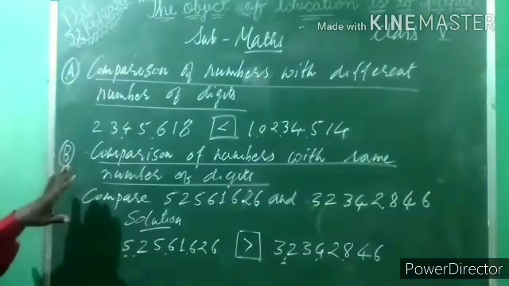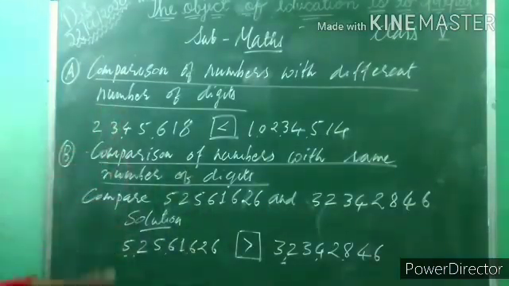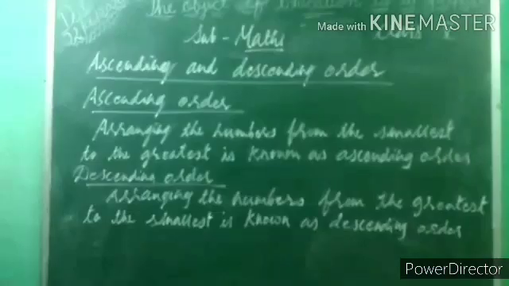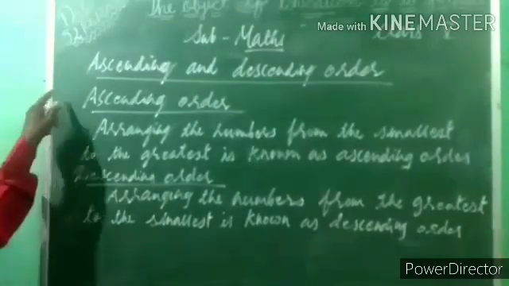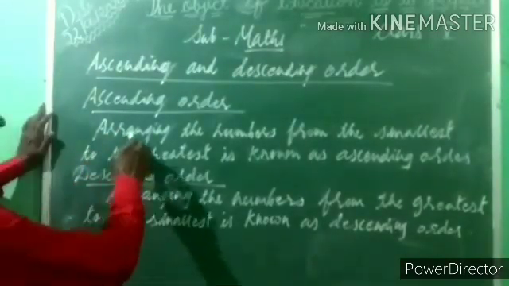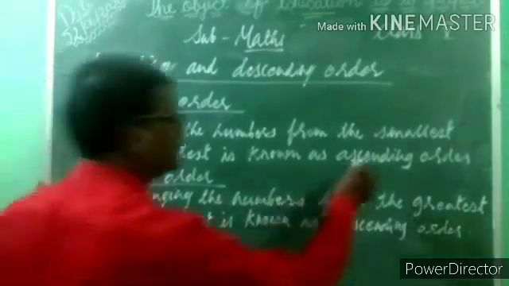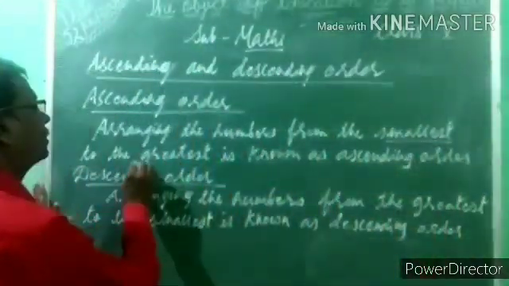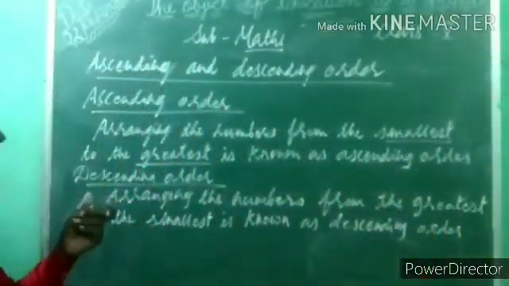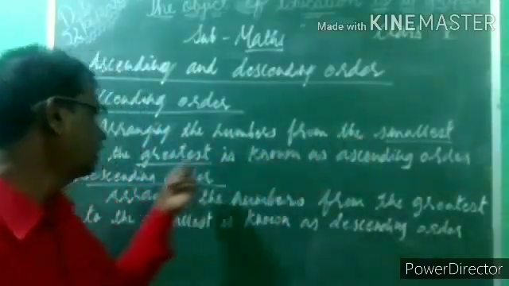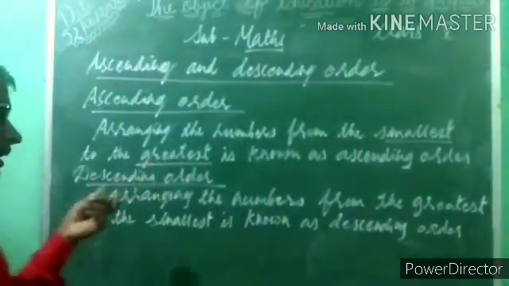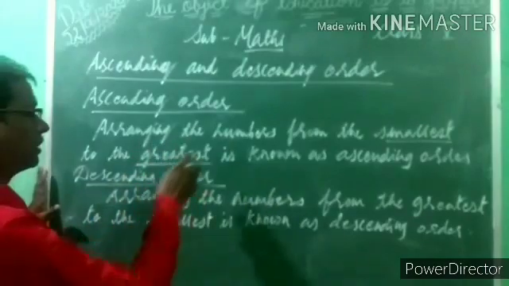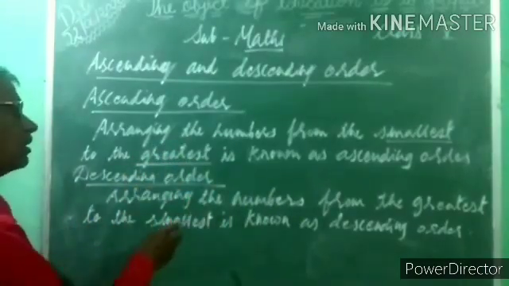So this is the comparison of numbers with different numbers of digits and the same number of digits. Now we have to study ascending and descending order. Ascending order means what? Arranging the numbers from the smallest to the greatest. That is, smallest means small and greatest means big, from small to big. Arranging the numbers from the smallest to the greatest is known as ascending order.